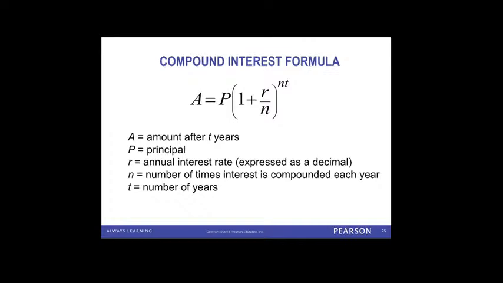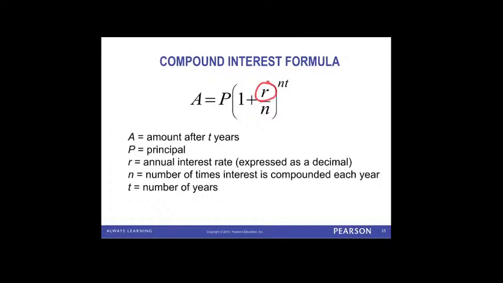But we can at least talk about what these different components are, right? So the A is the amount after t years, the amount in the account after t years. The P, which is your principal, is the starting amount. The R is your annual interest rate. Again, we have to express that as a decimal.